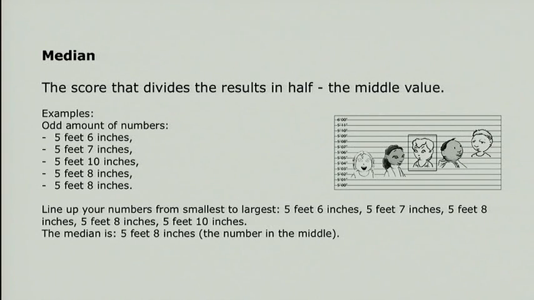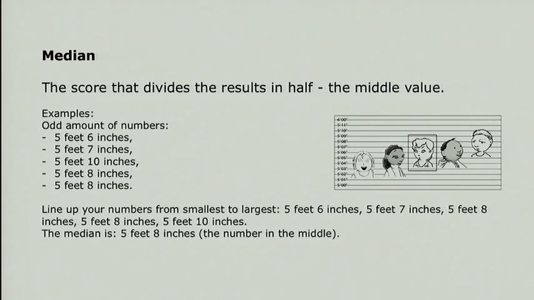Now, what's a little bit less evident is the difference between mean and median. Okay, in many studies that we are reading, we find mean, but we also can find median. Now, the median is a score that divides the results in half, the middle value. Okay, the middle value. Smallest, second smallest, medium, medium, and the tallest.